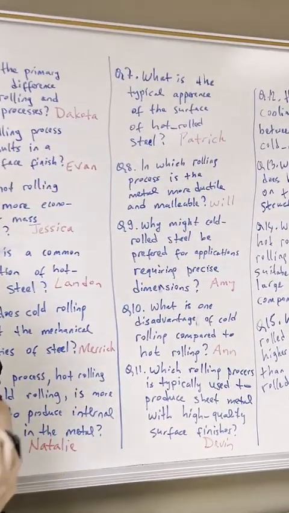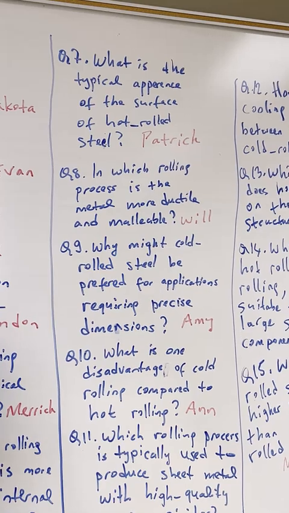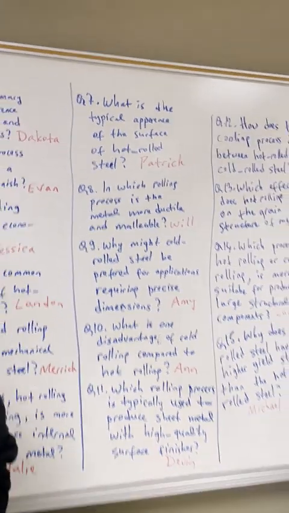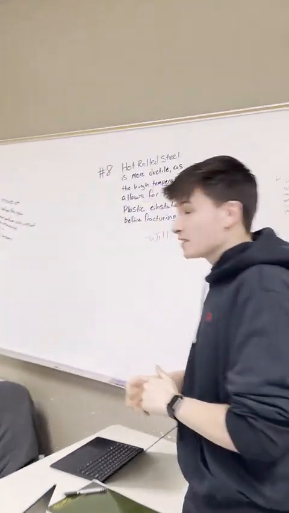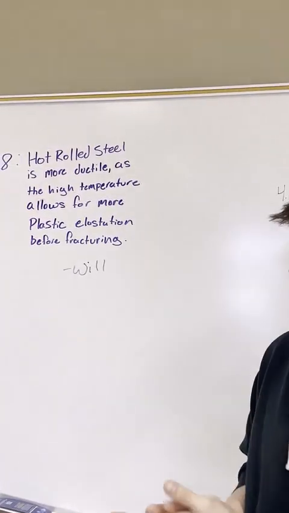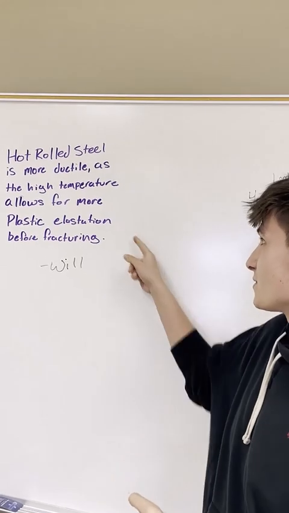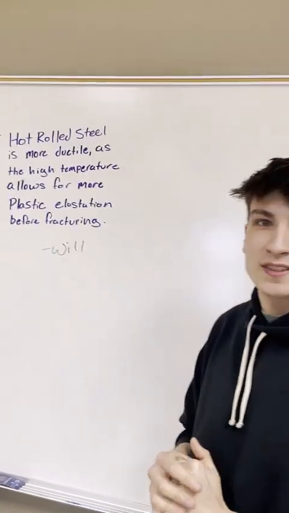I had question 8. In which process is the metal more ductile and malleable? I answered hot rolled steel is typically more ductile as a higher temperature allows for more plastic deformation before it fractures.